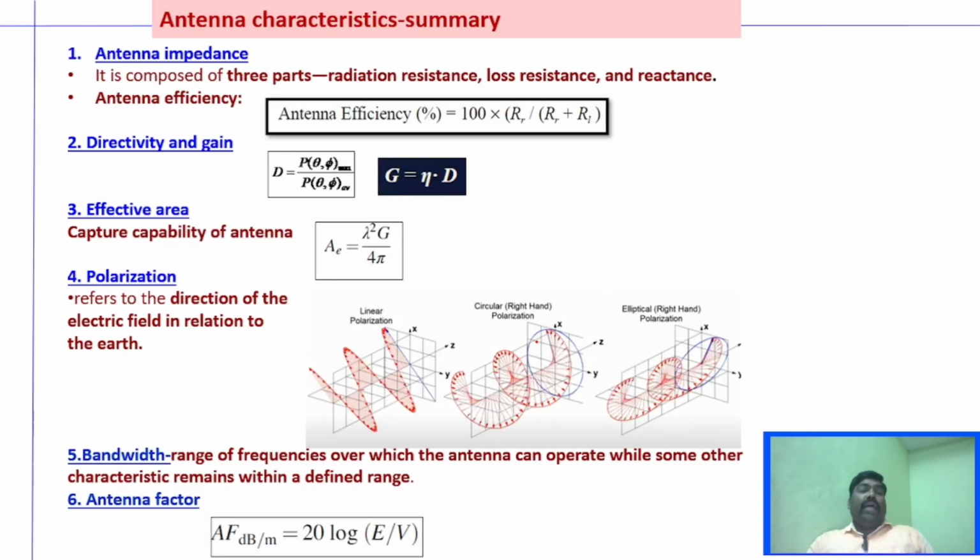And these are the important antenna characteristics which we have seen in previous videos as well as in this video. In the previous video we saw what antenna impedance is, which combines three parts: radiation resistance, loss resistance, and reactance, where we can mention antenna efficiency like this. And we have spoken about directivity and gain, effective area, and then polarization in this particular video, bandwidth, and antenna factor. All these are very important characteristics of the antenna.